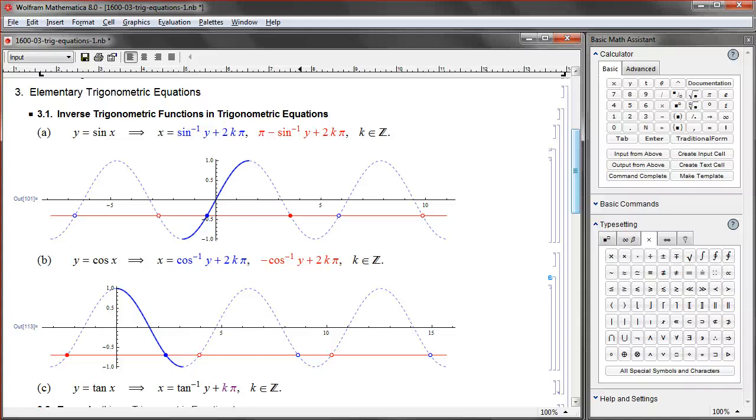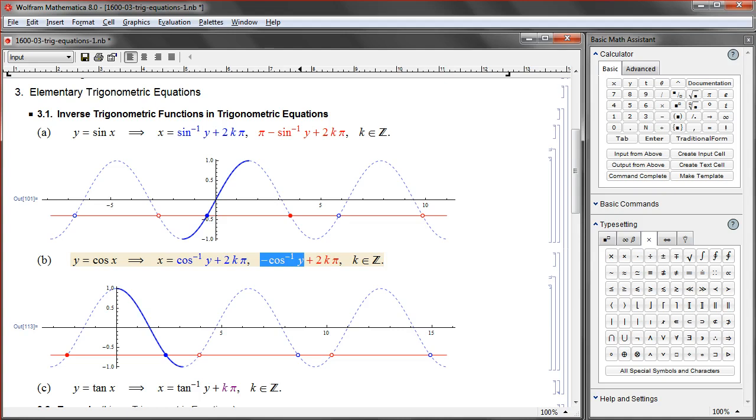But cosine function is an even function. So by the symmetry, negative of that is automatically a solution too. That's the red one here, solid red dot, as you can see in this visualization down there. And then of course, cosine function is periodic function, so we need to add 2k pi, where k is arbitrary integer. So 2 pi when k is 1, 4 pi when k is 2, and so on and so forth.